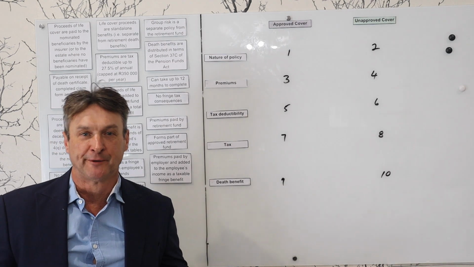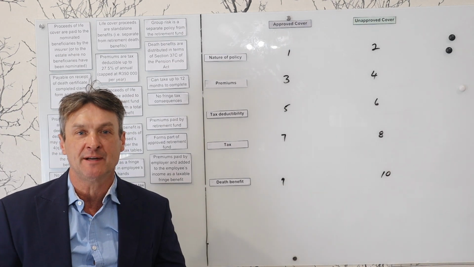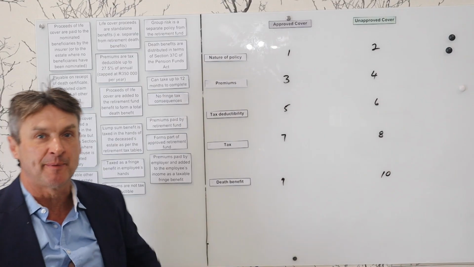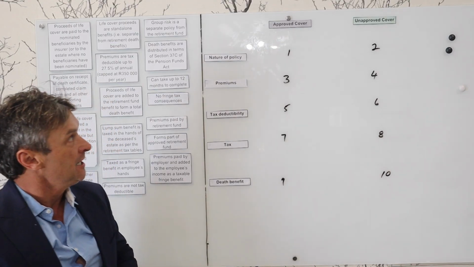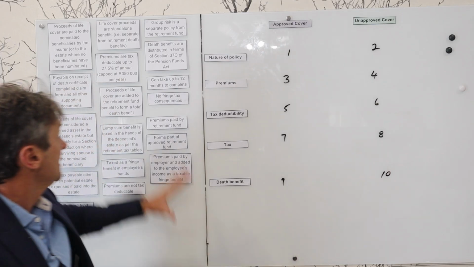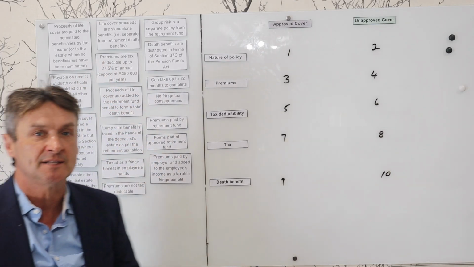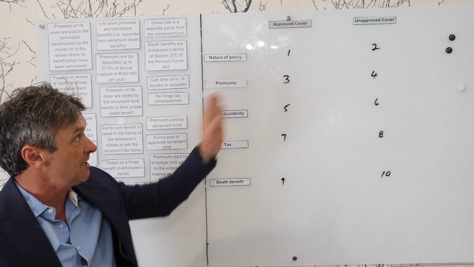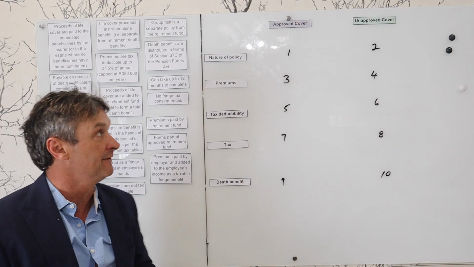Now if we look at approved versus unapproved cover and we look at certain aspects under those covers, what I've done is I've numbered 1 to 10 for us to complete. I've given it some keywords on the side, so let's look at the differences between approved cover and unapproved cover.